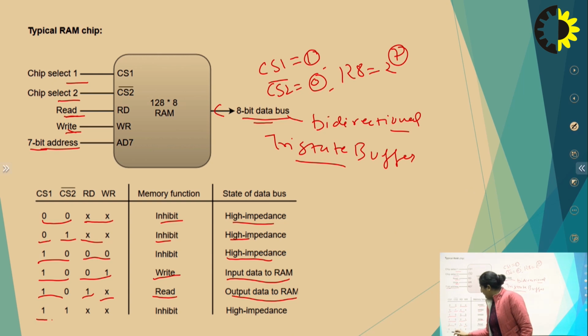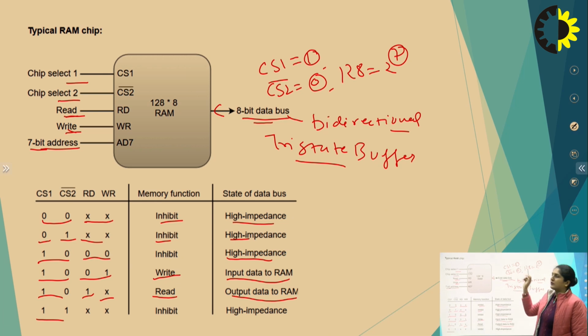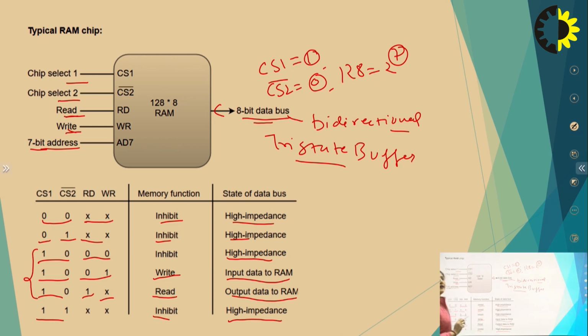Again if this is 1, 1, the condition doesn't fulfill because chip select 1 is to be 1 and chip select 2 is to be 0. Then again we have a high impedance state. So we can say that in these 3 cases only, we can have our desired data because chip select 1 is 1 and chip select 2 is 0. So this is the RAM chip.